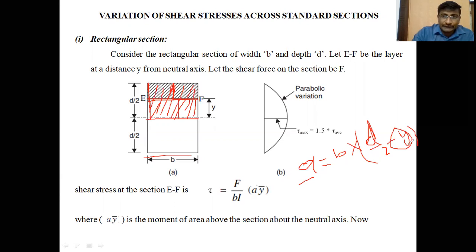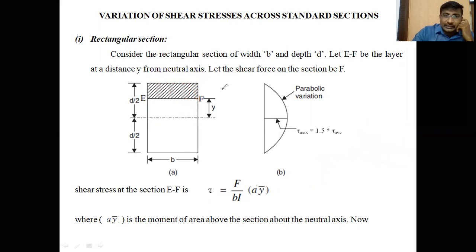Okay, students? If y is equal to d by 2, it means we are considering the layer EF at the extreme upper layer. When y is equal to d by 2, d by 2 minus d by 2 is 0. Therefore, the area above the level EF is 0. There is no other area above the level EF. Like that, to calculate the shear stress at a layer, we should consider the area above that layer.